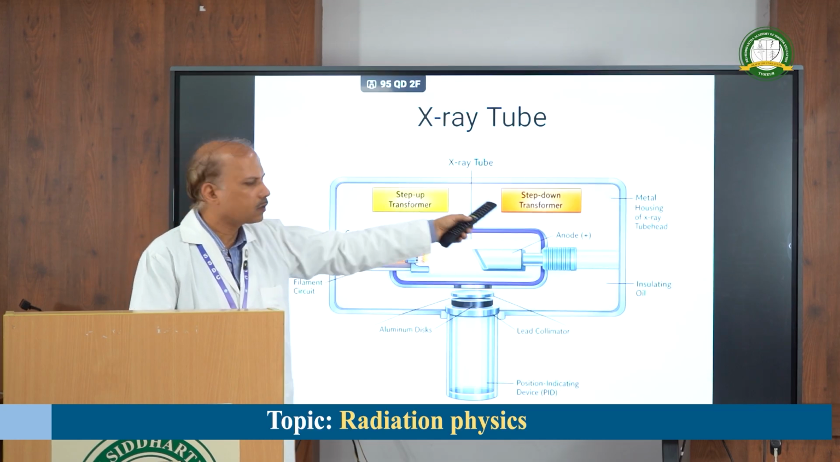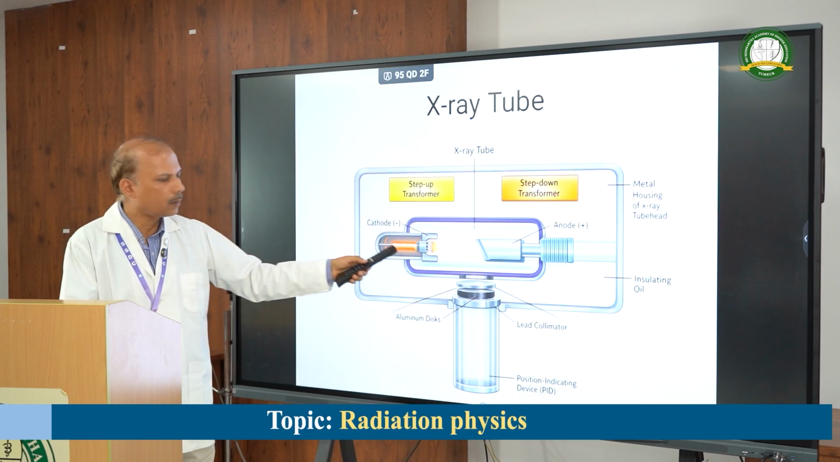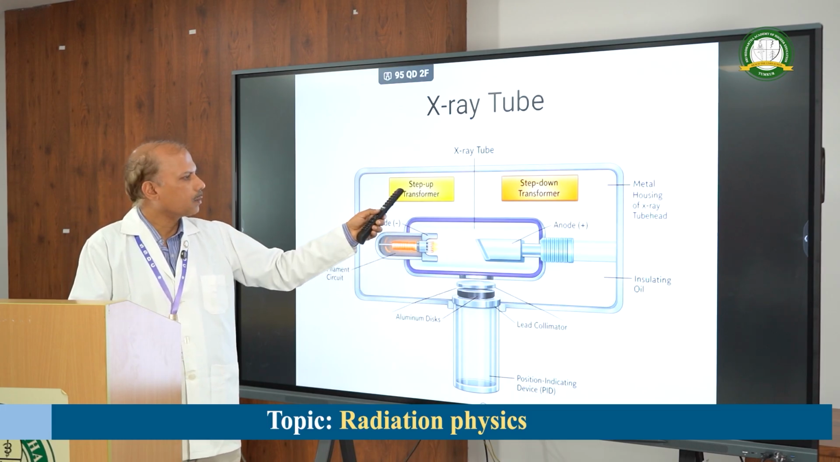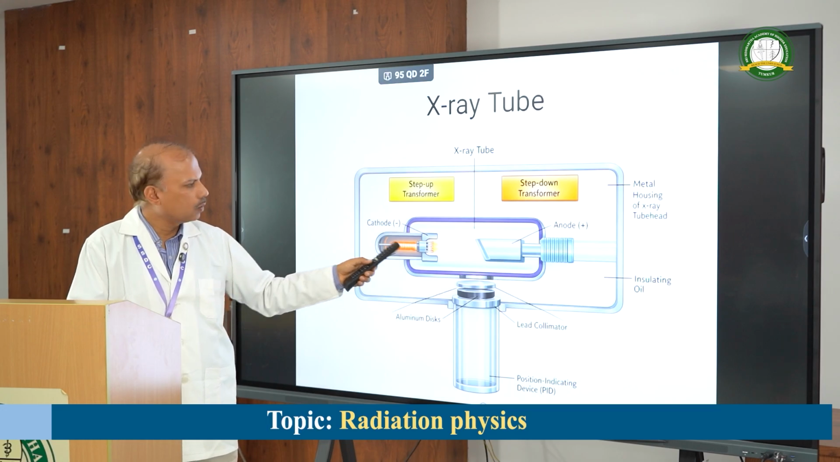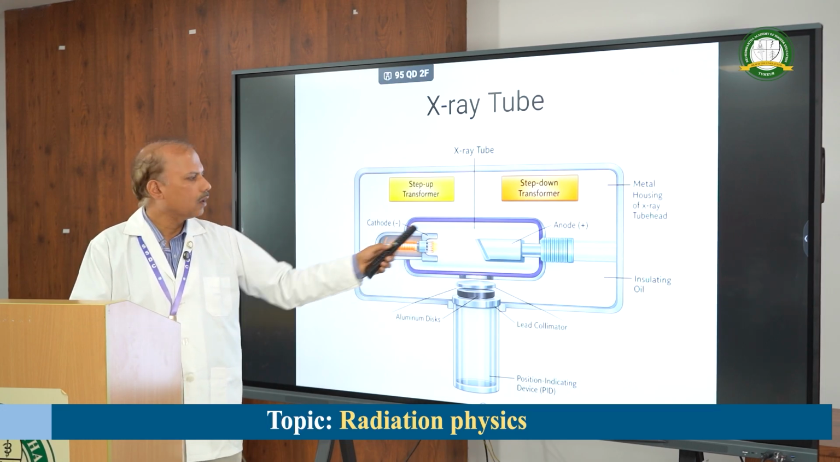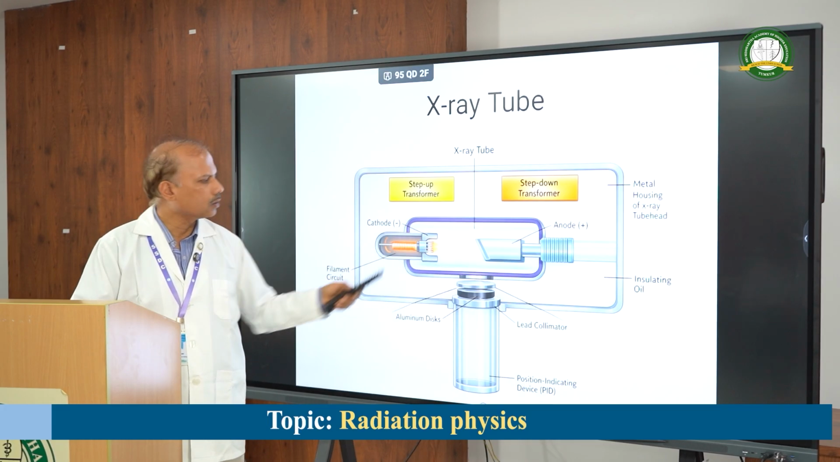And you have a step-up transformer and a step-down transformer. The step-down transformer is utilized for heating the filament to form an electron cloud at the cathode, whereas the step-up transformer is utilized to increase the potential between the two terminals, that is the cathode and the anode, where the electrons are ejected at the target and the X-rays are produced.